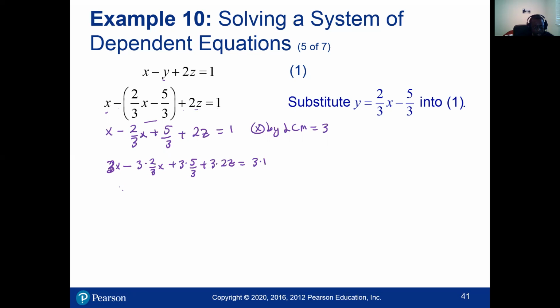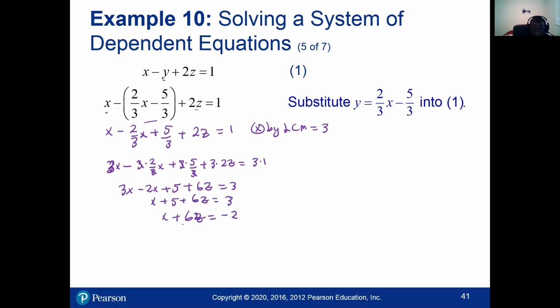Okay, now that gives us 3x. The 3s will cancel, that is minus 2x. This 3 will cancel by the LCM, that's a plus 5. Then plus 6z equal to 3. And 3x minus 2x is x, plus 5 plus 6z equal to 3. Okay, so that gives us x plus 6z is equal to 3 minus 5, which is minus 2.